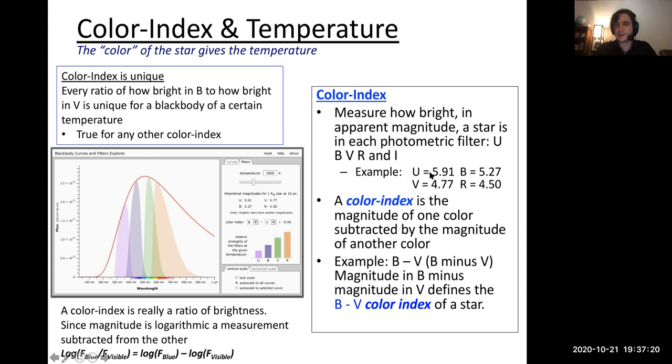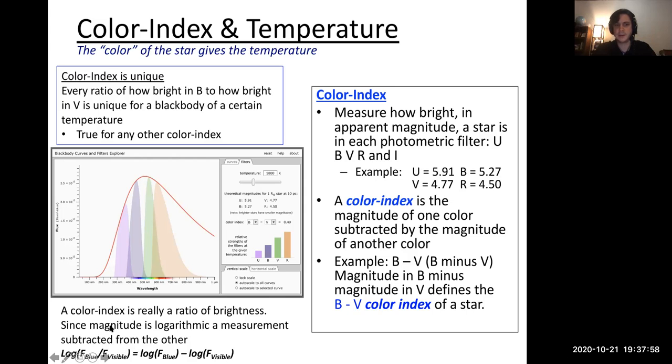And we get numbers like, in ultraviolet, a U magnitude of 5.91, a B magnitude of 5.27, a V magnitude of 4.77, and an R magnitude of 4.5. Those are our photometric measurements. We define a color index when we take one of these, say the B magnitude, and subtract, say, the V magnitude from it. And if you're up on your logarithms, you know that since magnitudes are logarithmic, a subtraction of 2 magnitudes is really a division.